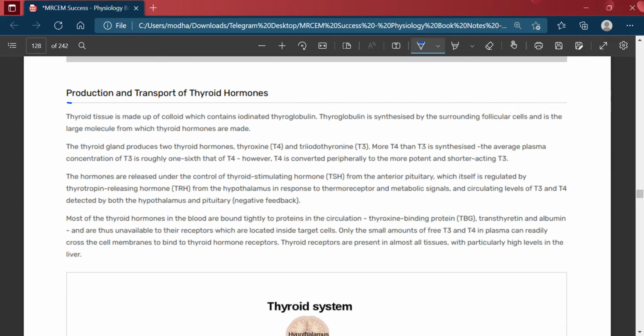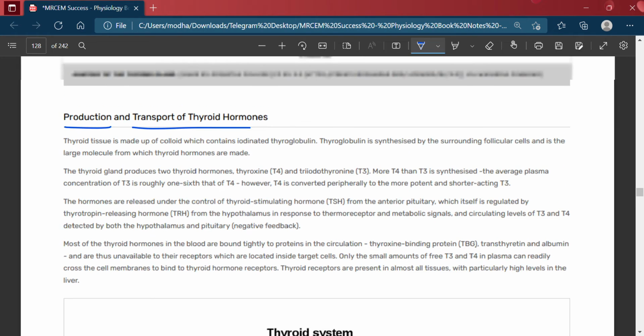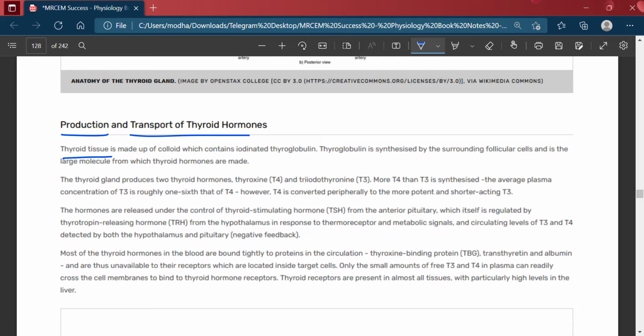Now, production and transport of the thyroid hormone. The thyroid tissue is made up of colloid, which contains iodinated thyroglobulin.